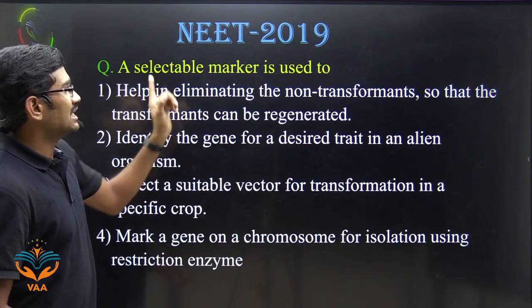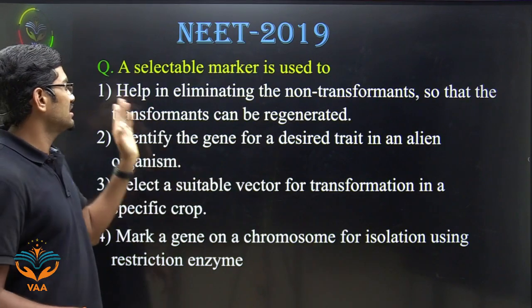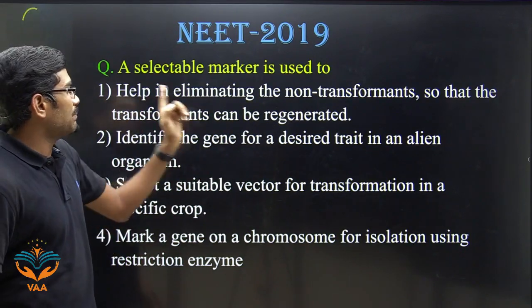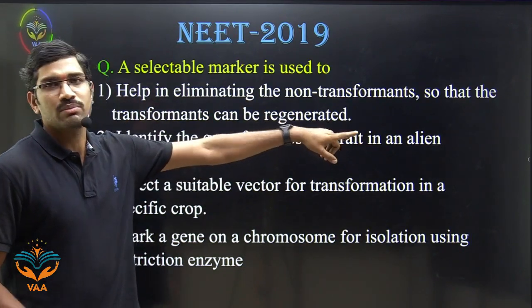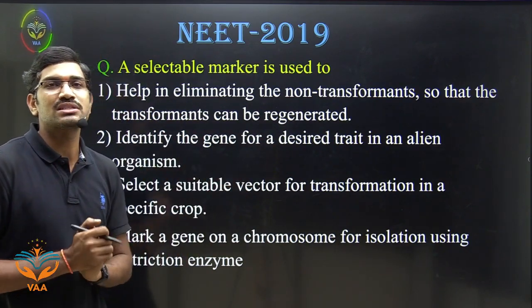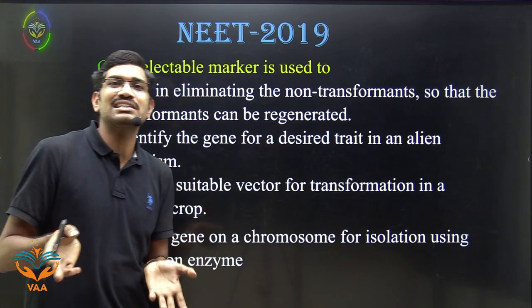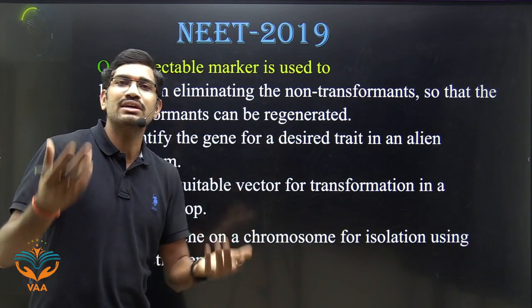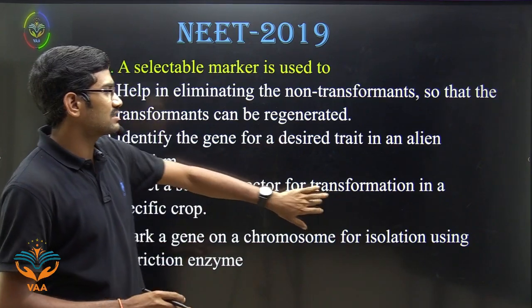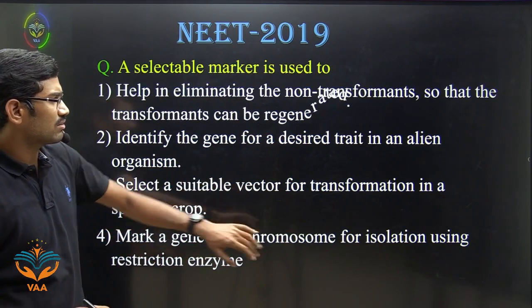Next one, a selectable marker is used to. So what is the significance of this? Here, in the first option, they have given: help in eliminating the non-transformants. So non-transformants will be eliminated and the transformants will be selected, so that the transformants can be easily regenerated. That means they will grow and we can easily identify them. So the answer is option 1. Go through the remaining statements, but anyhow they are wrong.